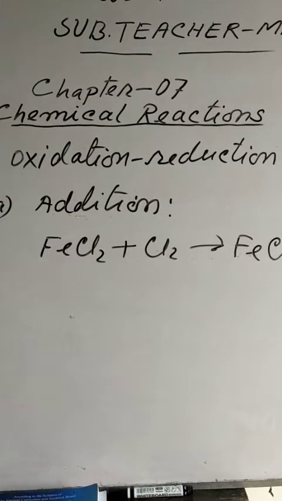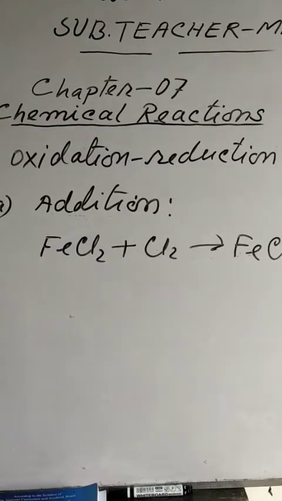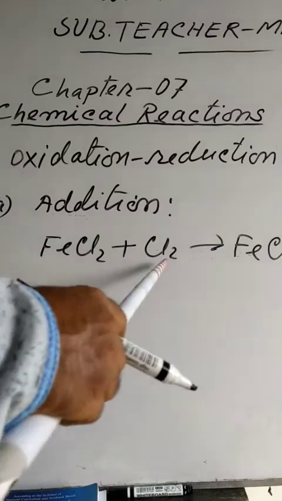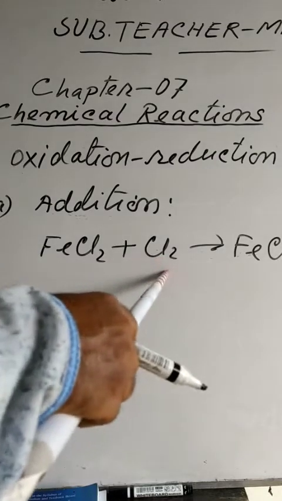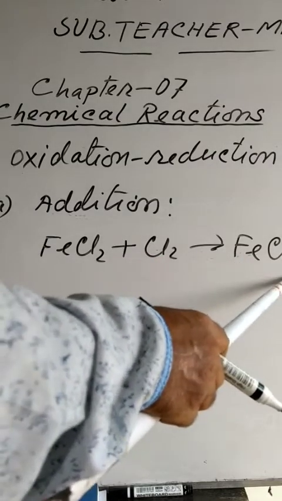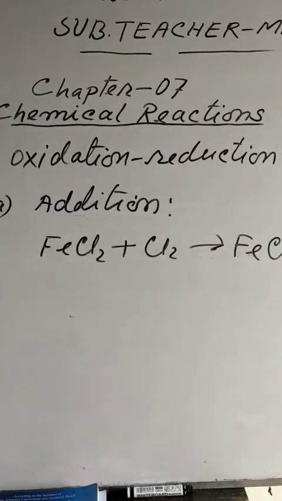Addition reaction is the reaction in which two or more different elements or compounds are combined together to form one kind of compound. Here we have ferrous chloride, a compound, and chlorine, an element, joining together to form the compound ferric chloride. This one is an addition reaction.